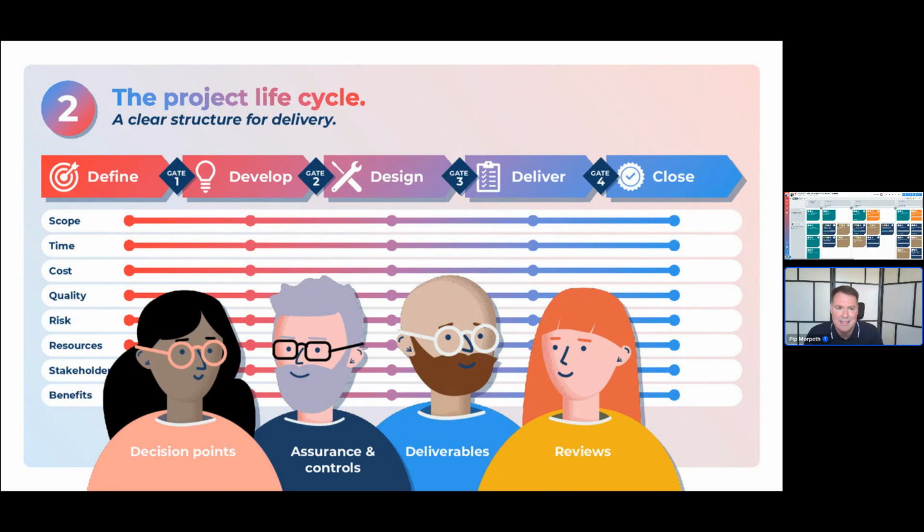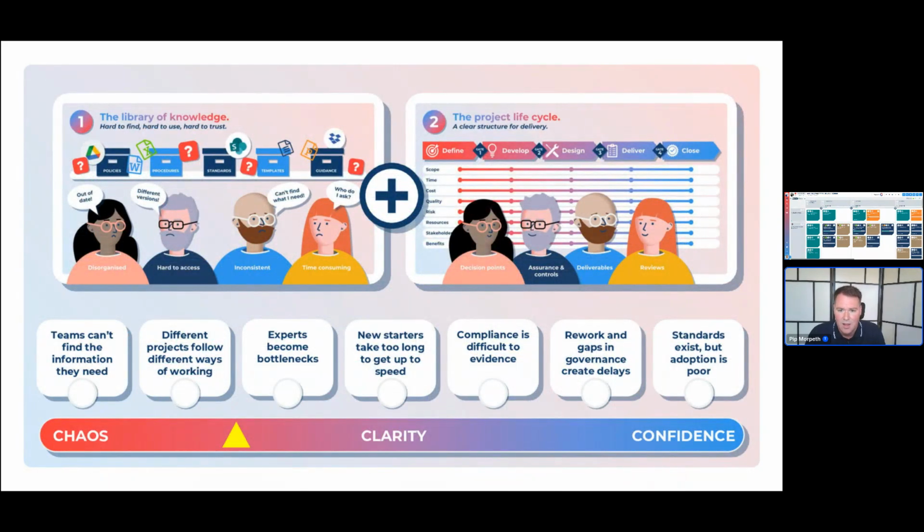But what we find is teams need both. They need the library of information, the knowledge and the know-how, and then they need the structure and the framework that they need to execute. And so the whiteboard that we designed and showed around a while ago was to say, well, I think that's what you have, but a lot of the problems are that teams can't find the information they need. I think projects follow different ways of working.